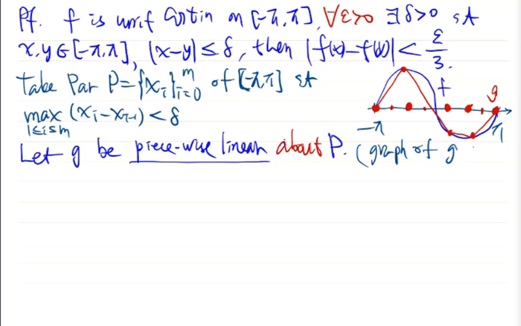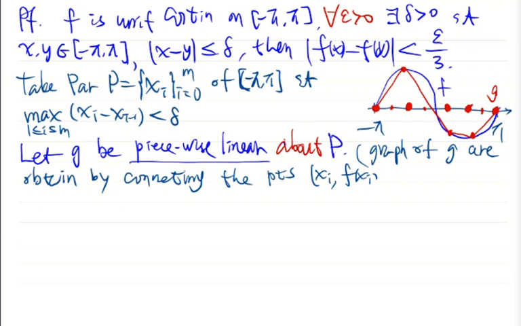The graph of g is obtained by connecting the points (xi, f(xi)). This is what we call a piecewise linear function. Of course, since f(pi) equals f(minus pi), we also have g(pi) equals g(minus pi). Obviously, this is true.